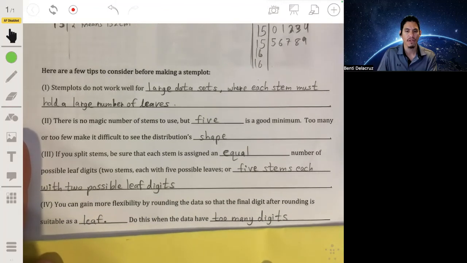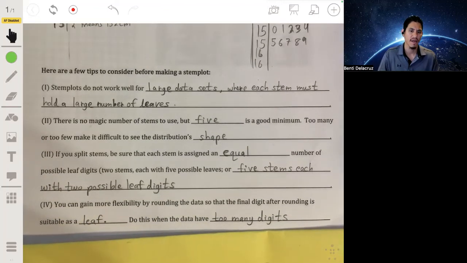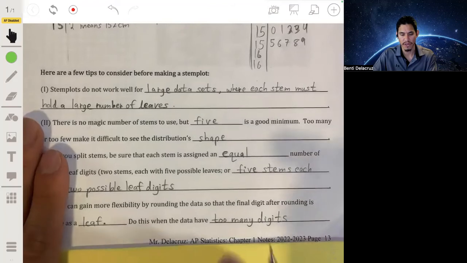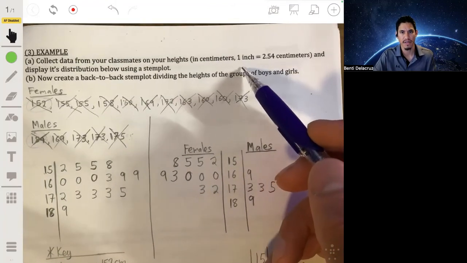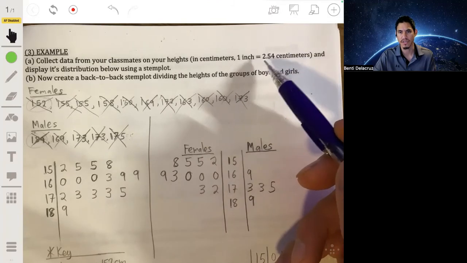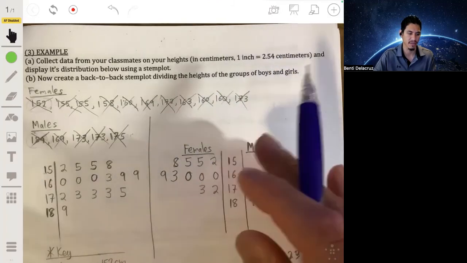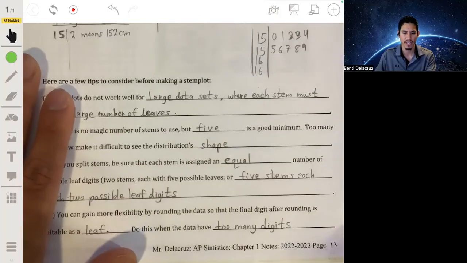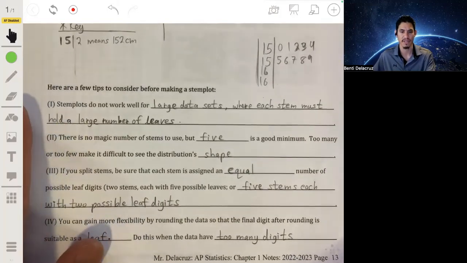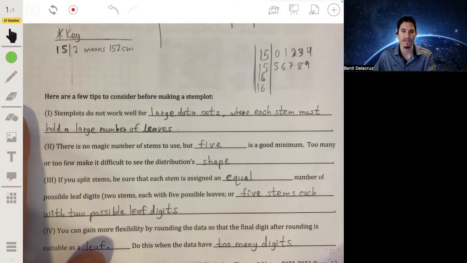Now, the type of data you're dealing with determines if you want to round. Sometimes rounding to some significant digit makes sense. So in this example, I had my students round their heights to the nearest centimeter, even though 1 inch is 2.54 centimeters, and some of them got decimals. But it just made more sense to keep it to the nearest centimeter. So keep that in mind when you're dealing with data, because it's not going to be the same for every distribution.